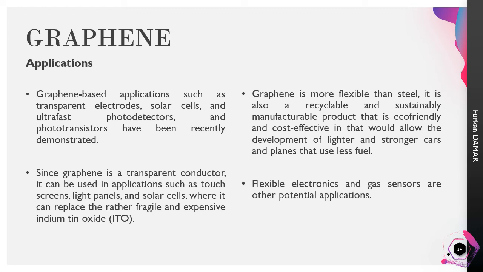Graphene is more flexible than steel. It's also a recyclable and sustainably manufacturable product that is eco-friendly and cost-effective, and that would allow the development of lighter and stronger cars and planes that use less fuel. Flexible electronics and gas sensors are other potential applications of graphene.